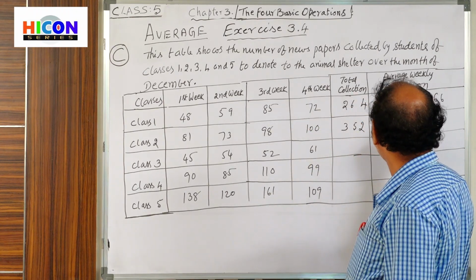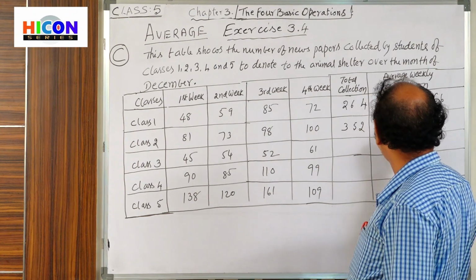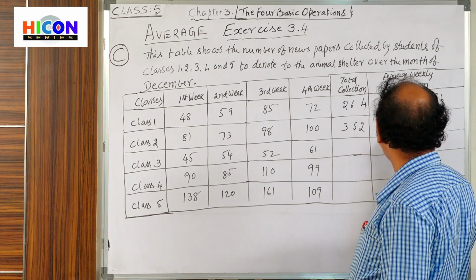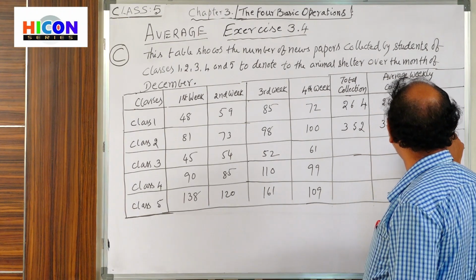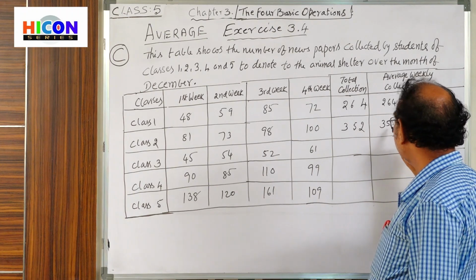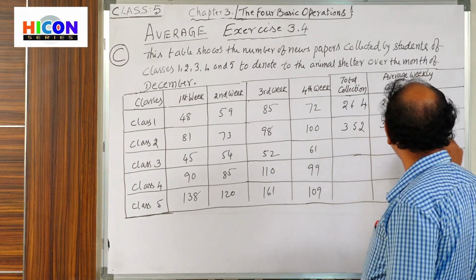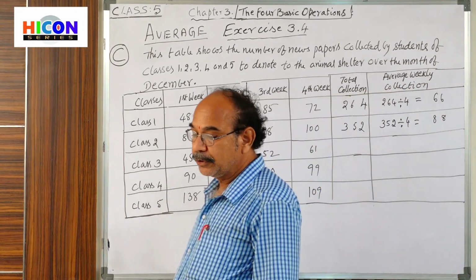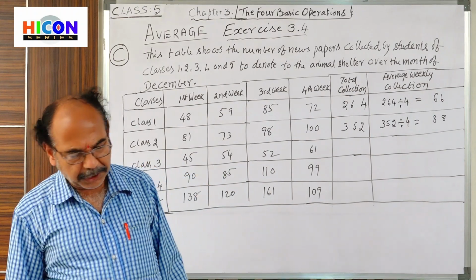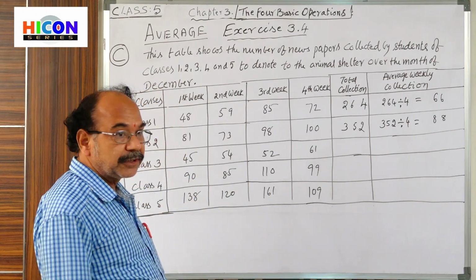So, now to find the average collection, divide this 352 by 4. How much? 4 8s are 32. 3 remainder. Now the 2 is beside the 32. 4 8s are 32. 88. That is the average collection of the second class students.